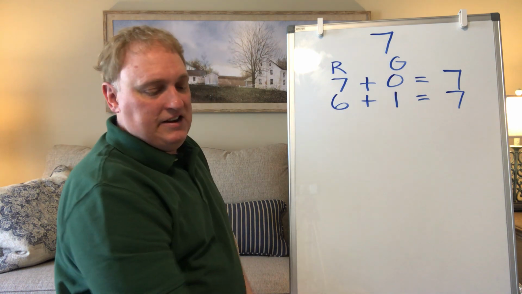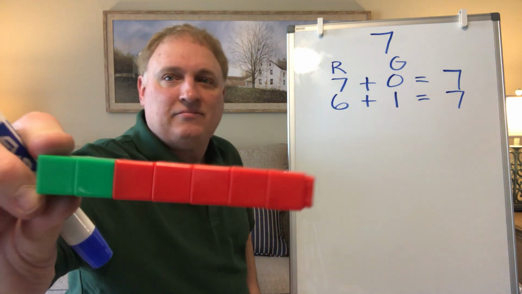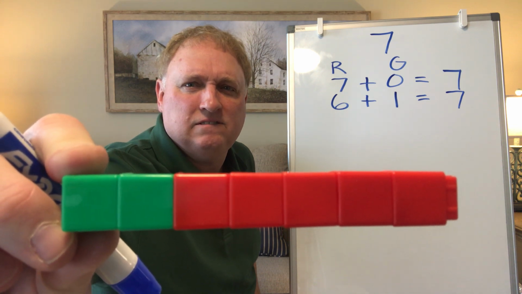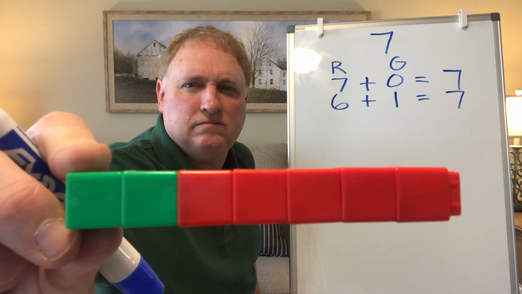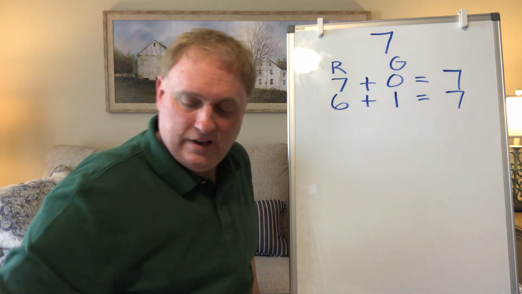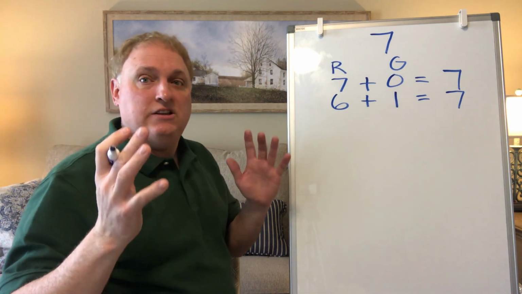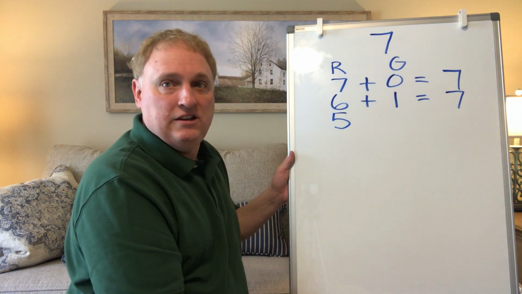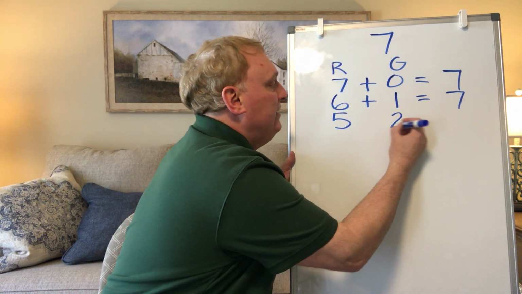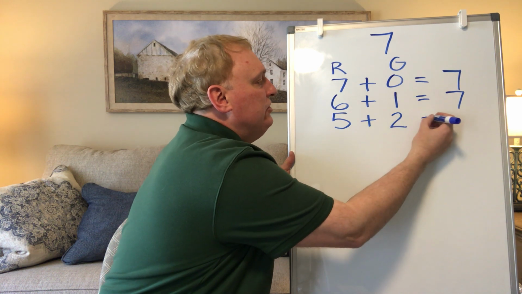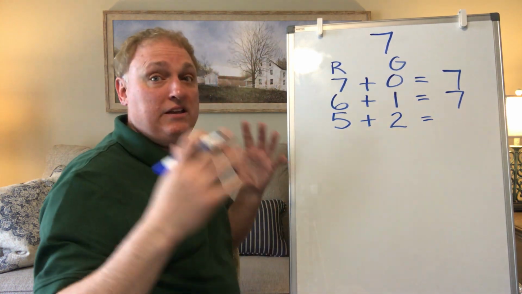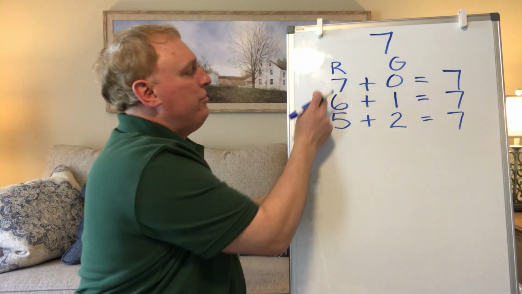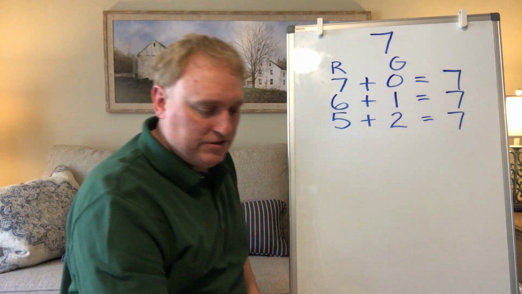Excellent. Next one, boys and girls. Count the red, count the green. Got it? Okay. How many red did we see? Go ahead. 5, that's right. How many green did we see? 2, that's correct. Put your plus sign because we're making an addition number sentence. 5 plus 2 is 7. Excellent. So far we have 3 different ways that we can make the number 7.